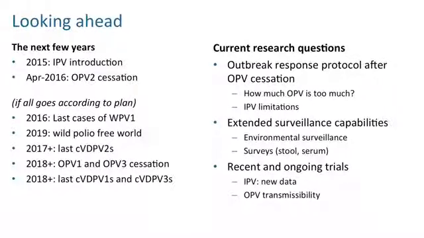There are a number of remaining research questions, which is a bit surprising considering how close we are to the end, but there's still research ongoing for polio. There are still very important questions left to be answered. For example, after we stop using OPV around the world, we'll probably still have to use it in outbreak response. And how much risk does that cause? How much OPV is too much? And how do we use the current vaccines that we have to interrupt circulation?